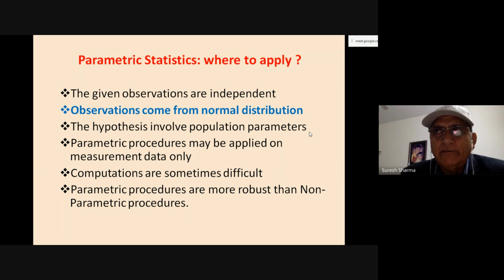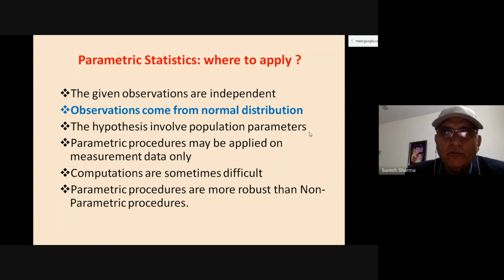Yesterday, I gave you an idea about categorical data. If there is a gender like 1 and 2, please do not go for a parametric test. They are not applicable. Parametric tests are applicable only for measurement kind of data. And the answer will be given by the software. They are difficult to compute by hand, but the answer will be given by the software, right?